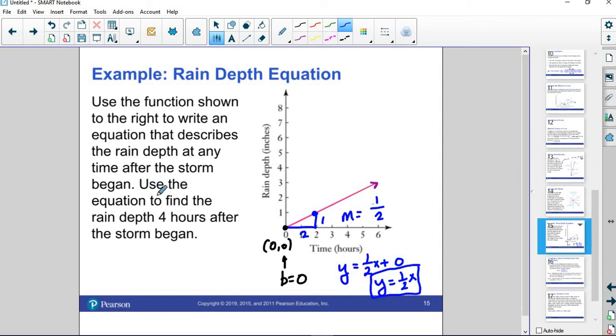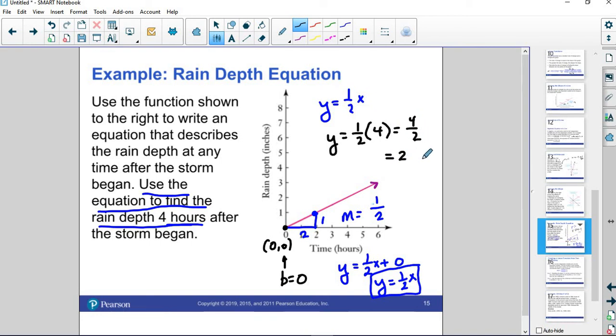Okay. Now, use the equation to find the rain depth 4 hours after the storm began. Well, we should be able to read it right off of here, but just to be sure, if this is really our equation, 1/2 x, then how do we figure out what would happen after 4 hours? We plug in 4 for x, and we end up with 4 over 2, which is 2 inches. Notice that this is called inches over here, and so that's our unit for this particular example.